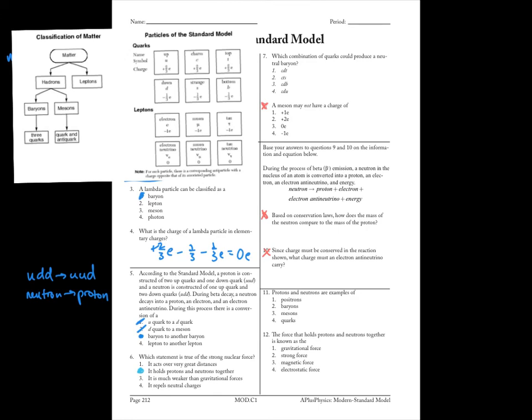All right, number 7. Which combination of quarks could produce a neutral baryon? So neutral meaning it's 0. The charge has to be 0. Baryon meaning 3 quarks. All 4 of our choices are 3 quarks each, so all we need to do is figure out the charges of each of them.